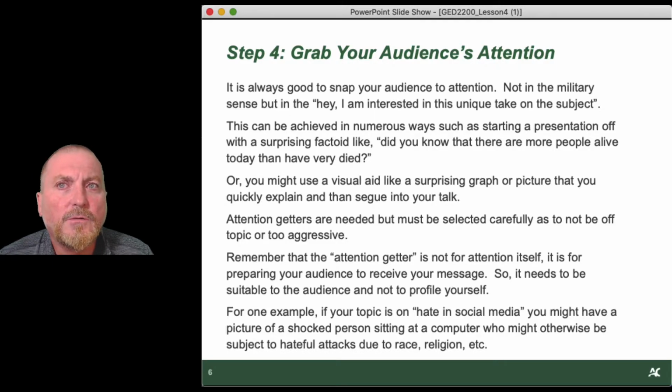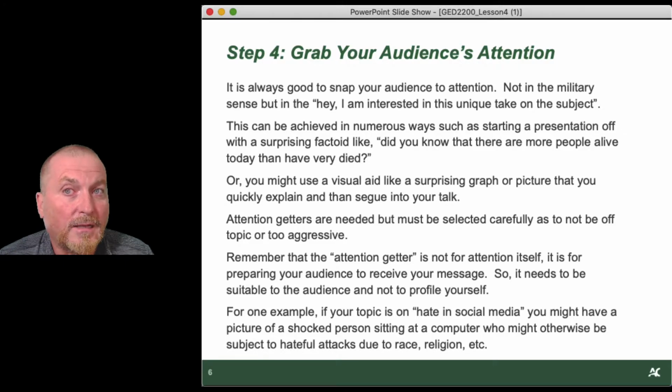This can be achieved in numerous ways, such as starting a presentation off with a surprising factoid, like, did you know that there are more people alive today than have ever died? It's true, okay? So you look at that and you kind of go, wow, hey, that's really interesting. Where's this going? And so you get that momentum moving.